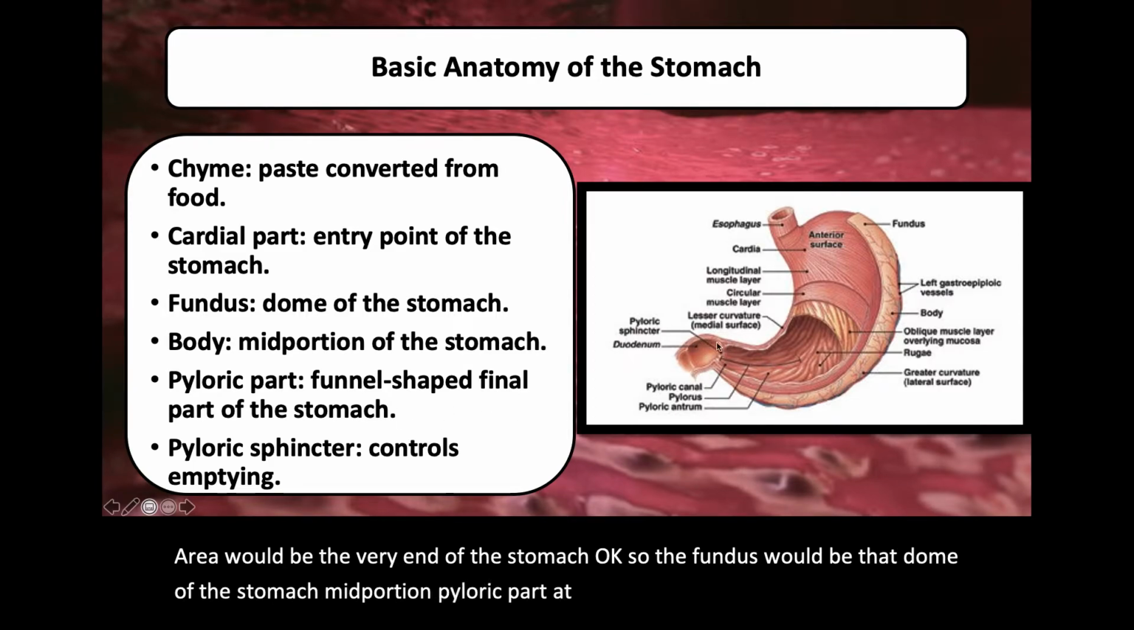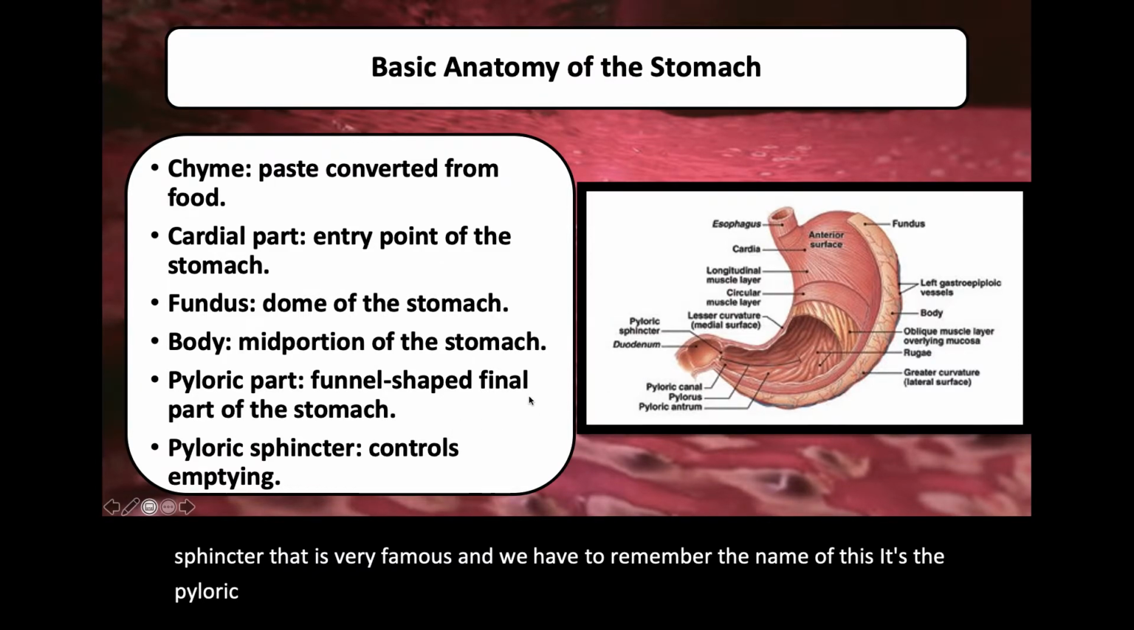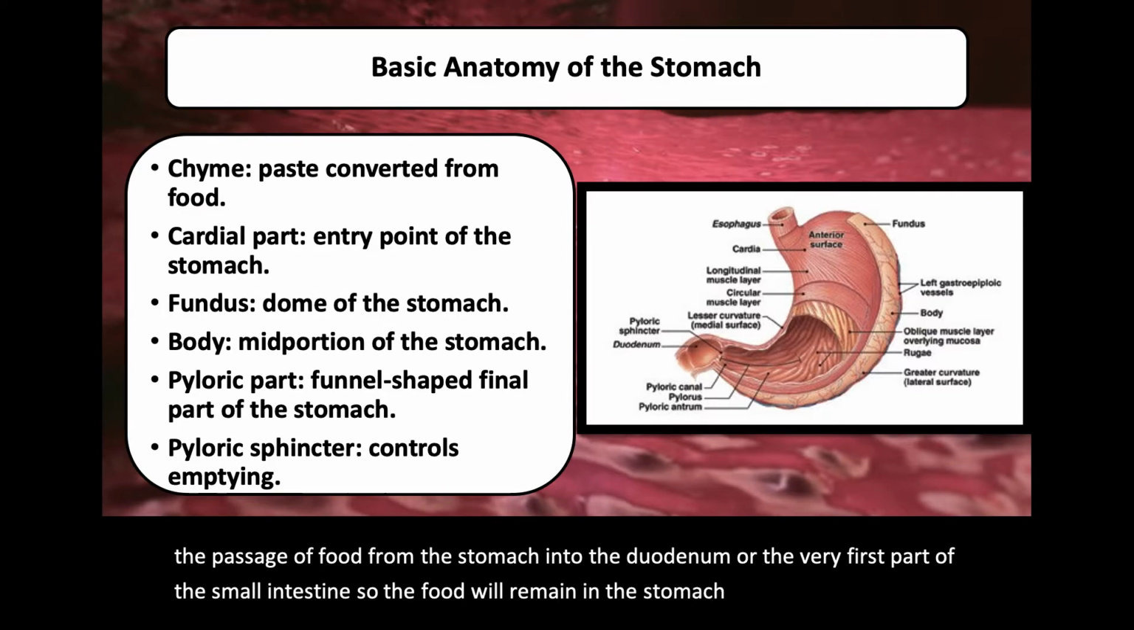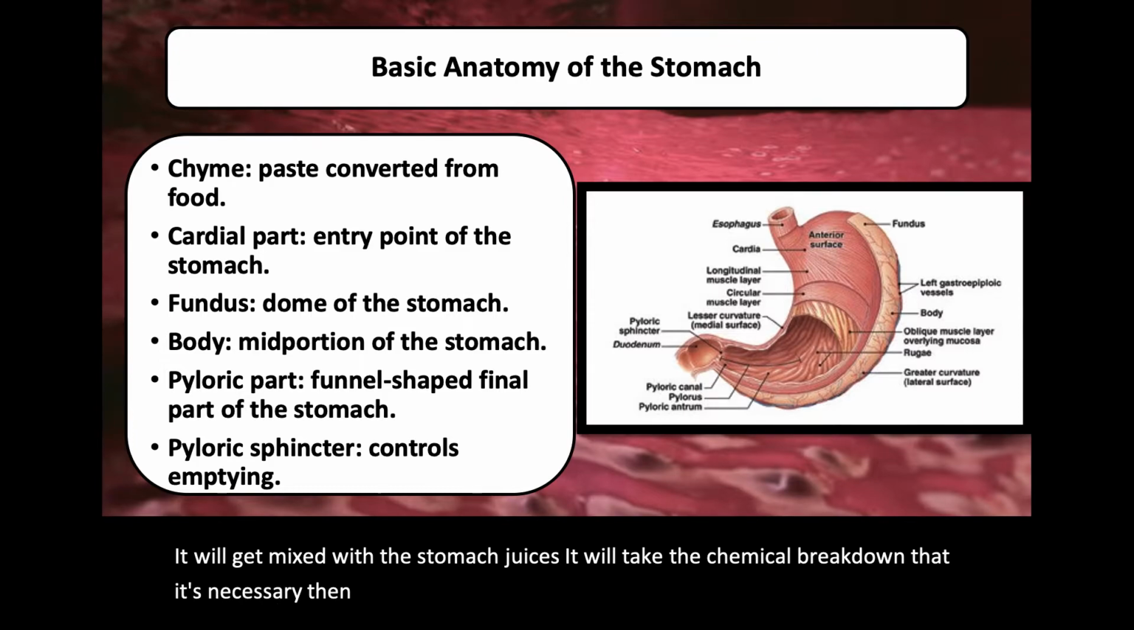And one very important sphincter that is very famous, and we have to remember the name of this. It's the pyloric sphincter. The pyloric sphincter is the muscle mass that will control the passage of food from the stomach into the duodenum, or the very first part of the small intestine. So the food will remain in the stomach for a little while. It will get mixed with the stomach juices. It will take the chemical breakdown that is necessary for the rest of our digestive process, which would be the absorption of the materials.